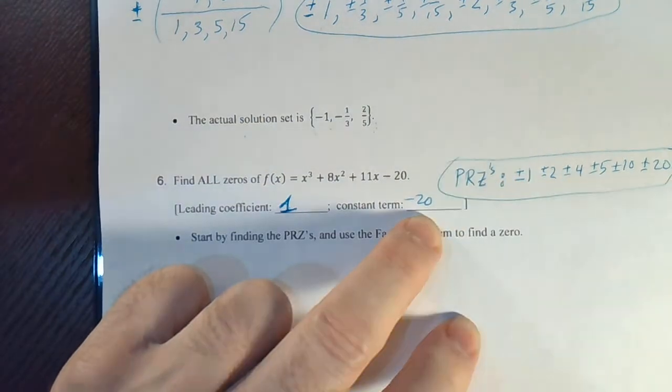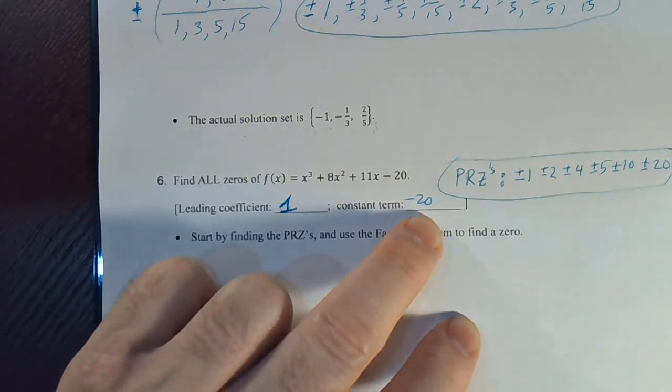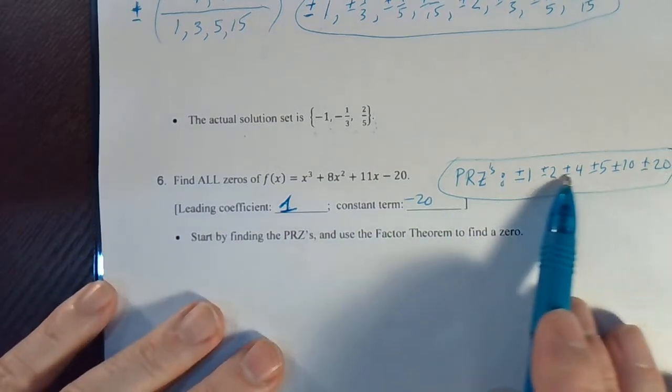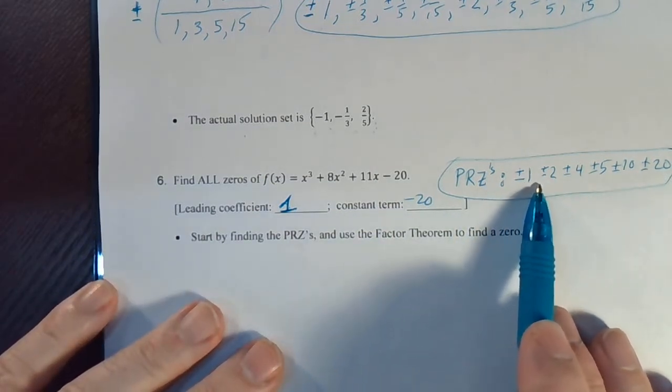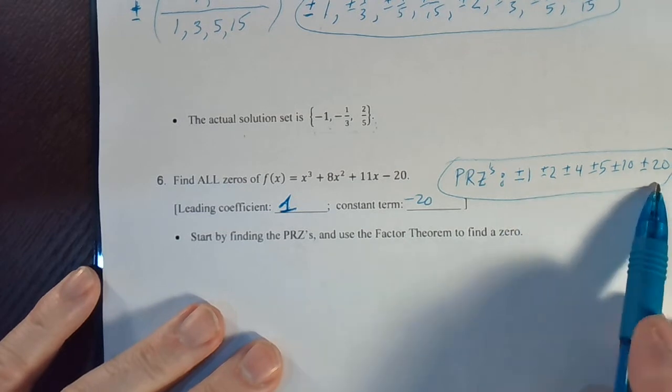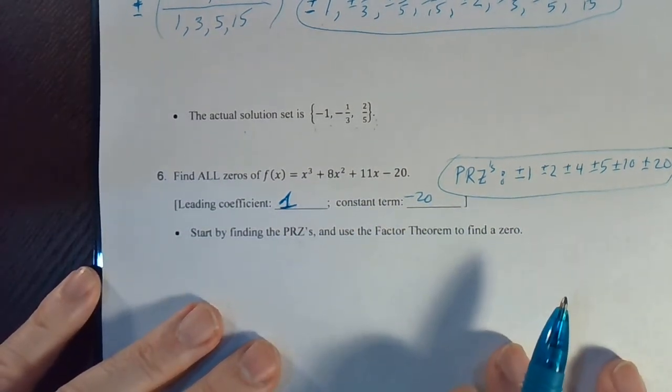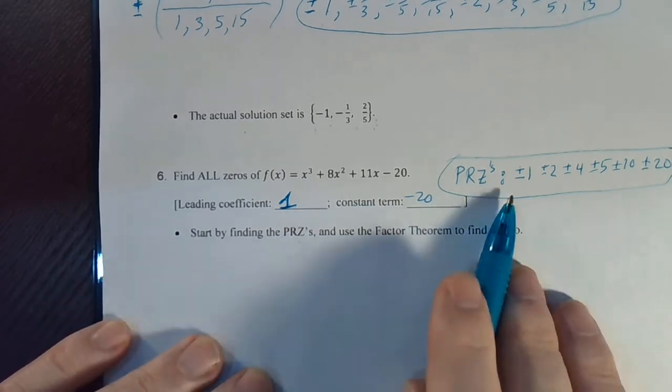That's the list of all of the possible rational zeros. So we just have to go through these, and we'll start with plus and minus 1, and we'll continue up through the big ones until we find our first zero. So let's start with 1.